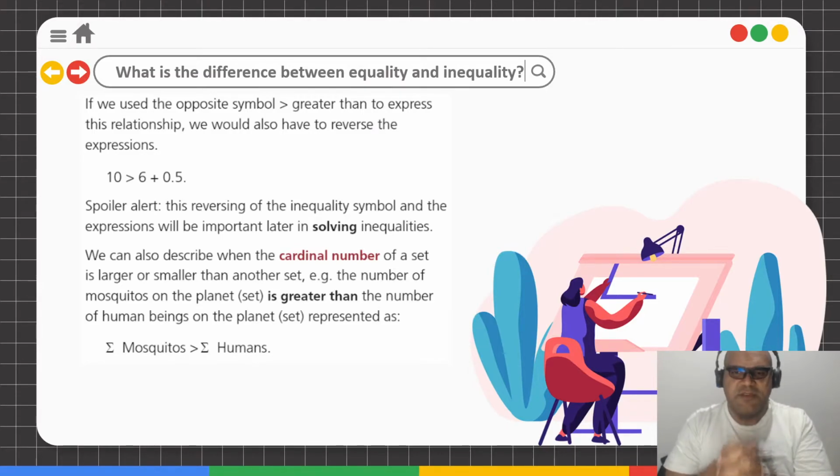Great. Attention over here. We can also describe when the cardinal number of a set is larger or smaller than another one. For example, the number of mosquitoes on the planet is greater than the number of human beings on the planet. I think everybody agrees with this. We can use inequality also to express quantities we don't know, but we know for real that one is greater than the other.